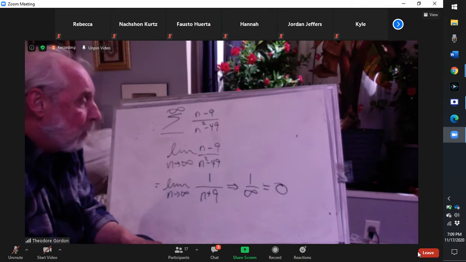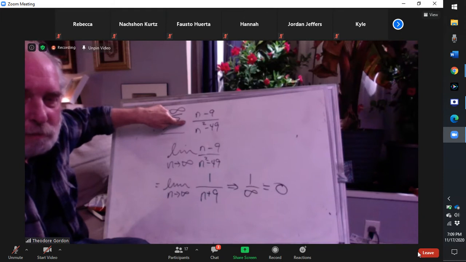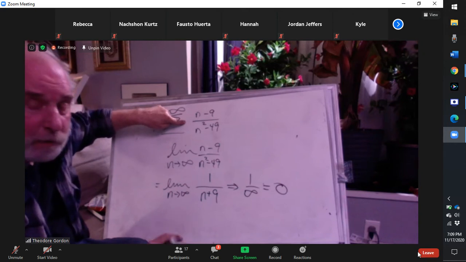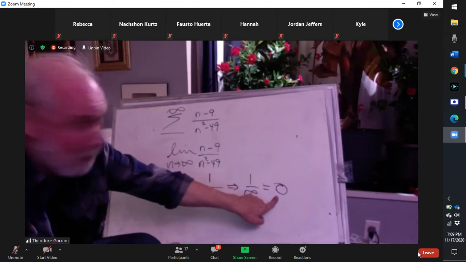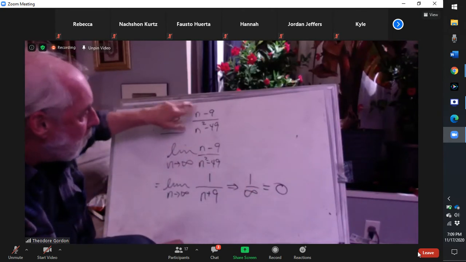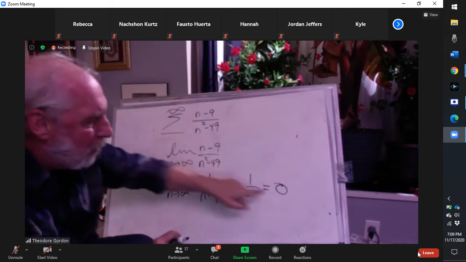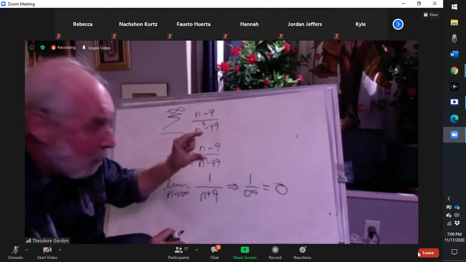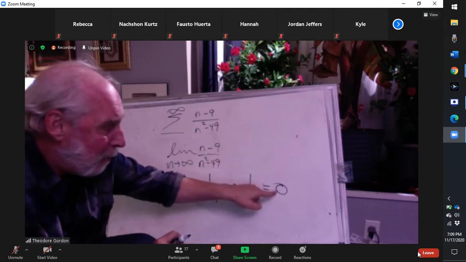So the nth term went to 0, so does that mean this converges? And the answer here is no. This just tells us that there's clouds in the sky. As we go to infinity, as we get far enough out into infinity, the terms begin to look more and more like 0. So they're getting smaller and smaller. That just tells us there are clouds in the sky.